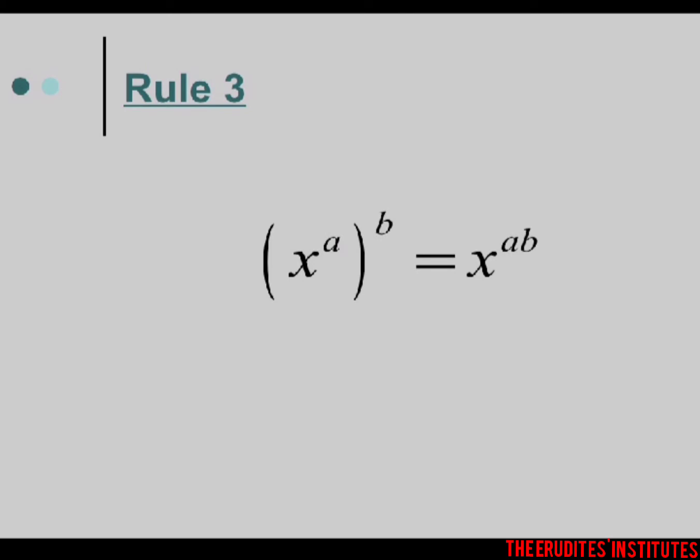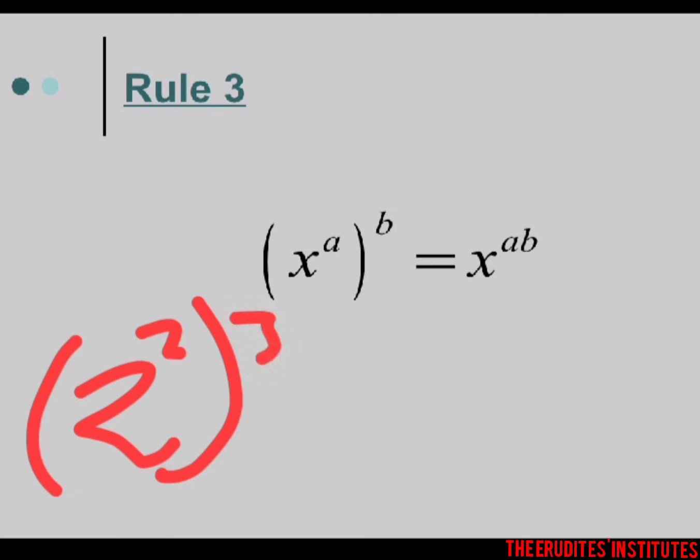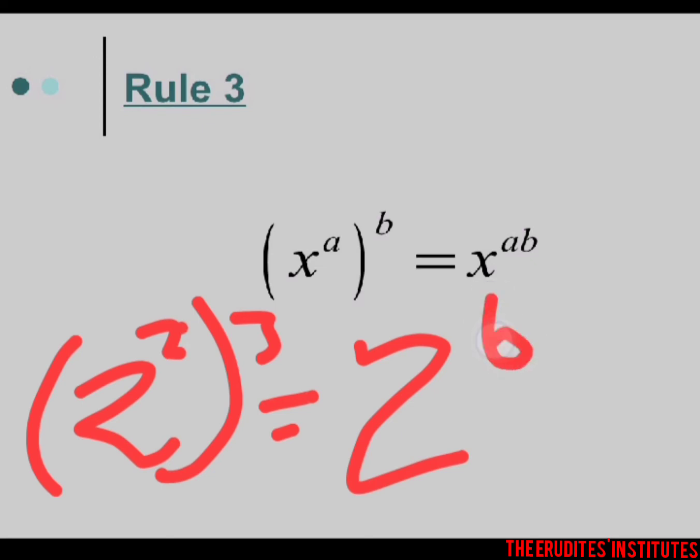And here we have the exponential rule. What it says is that if you have an index with an index, you multiply the indices or the powers. For instance, if I have 2 squared, then cubed, I multiply the index 2 by the index 3, and that gives me 6.